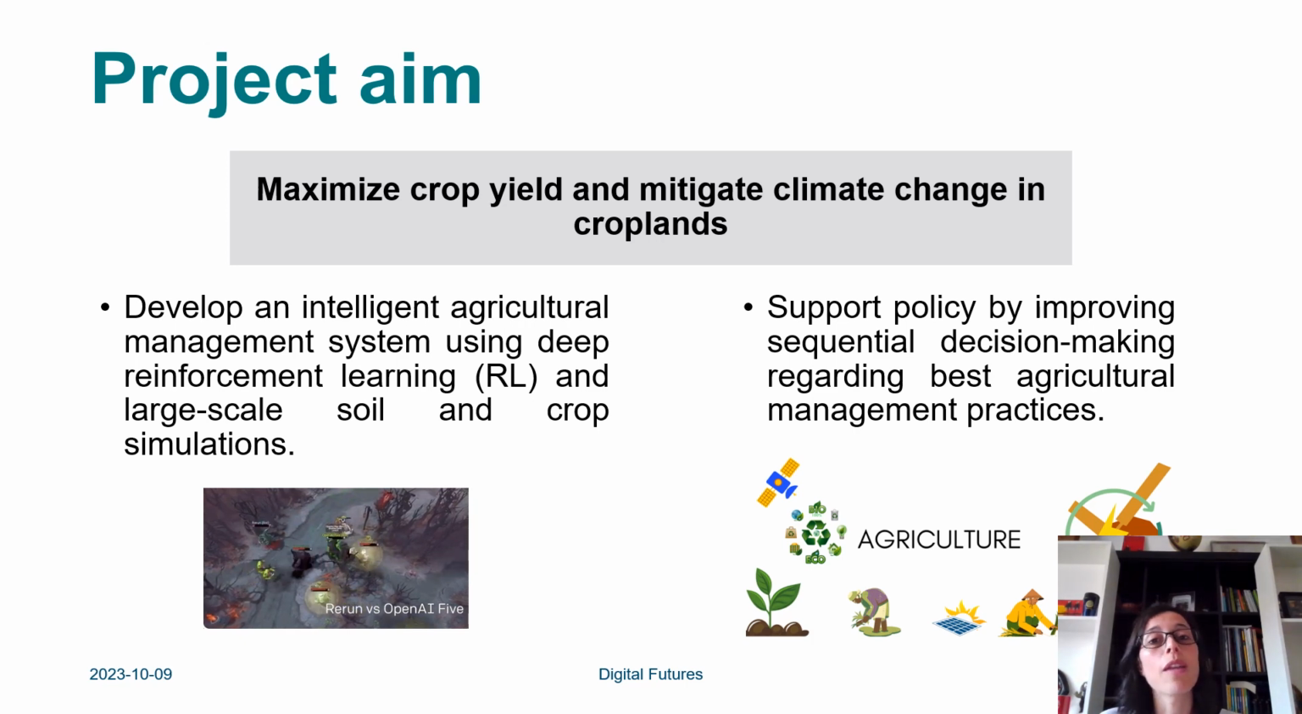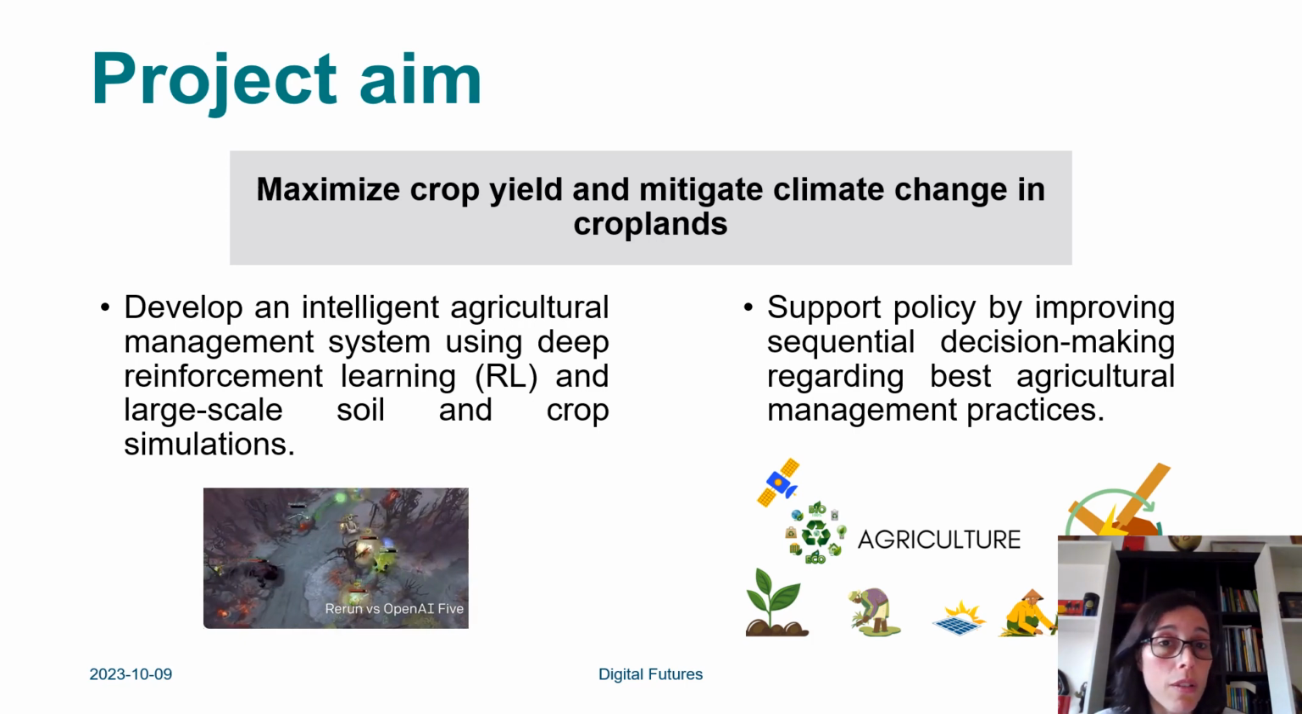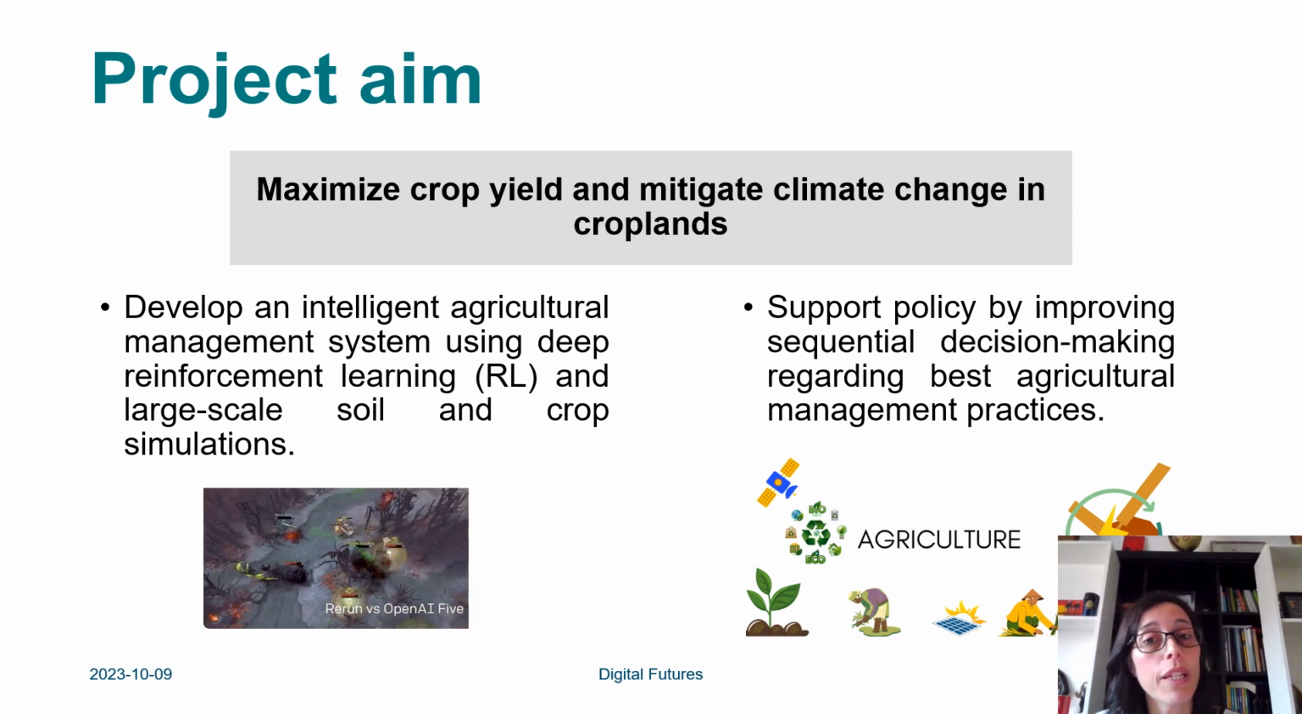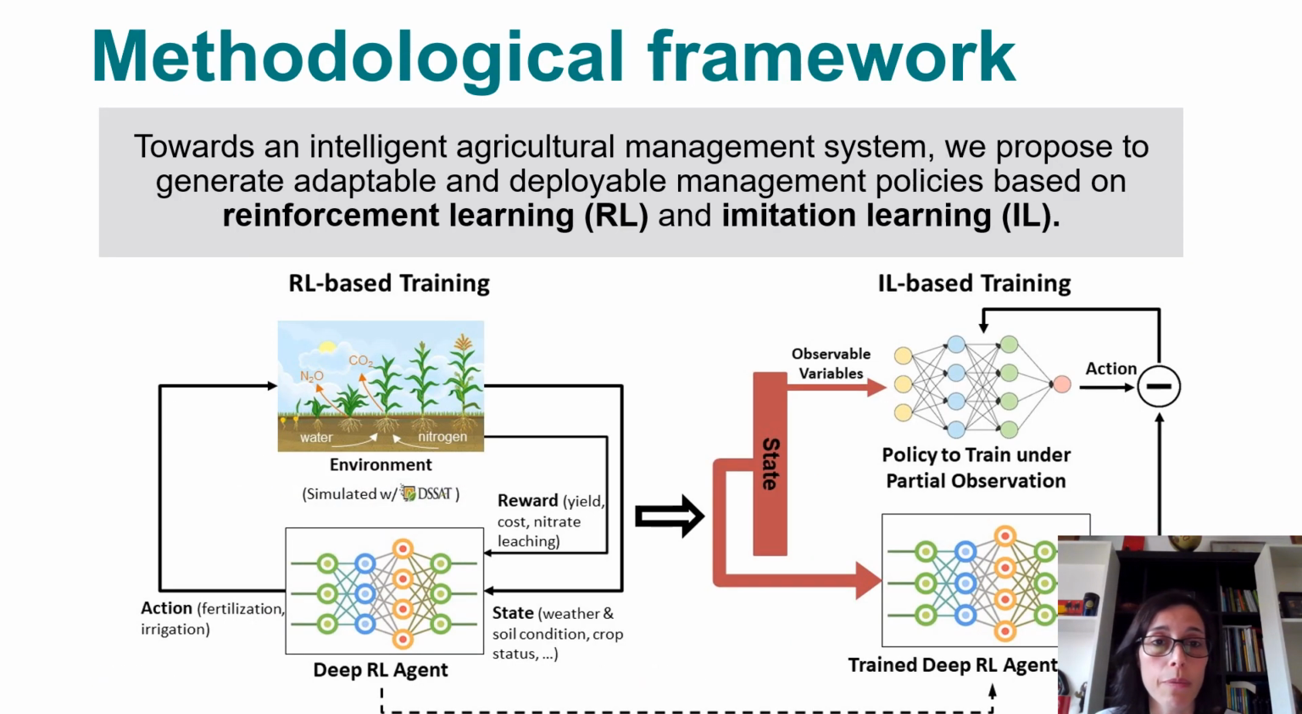So this project aims to maximize crop yields and mitigate climate change impacts in croplands by developing an intelligent agricultural management system using deep reinforcement learning and large-scale soil and crop simulations, and to support policy by improving sequential decision-making regarding best agricultural management practices.